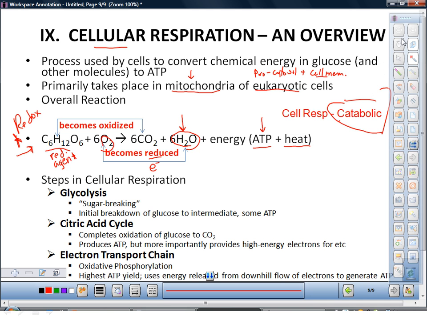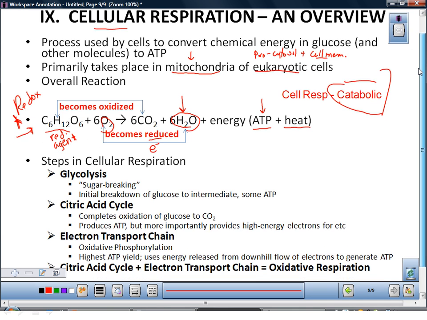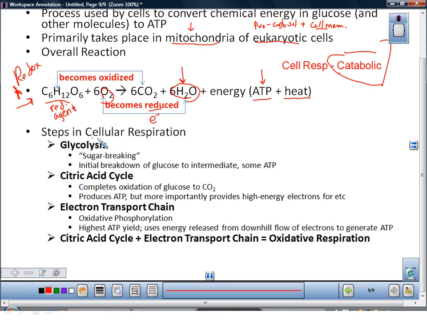Okay, now looking over here, you can see the steps that we're going to go through in cellular respiration. The big name is cellular respiration, and step 1 that we'll go through is glycolysis, which is known as sugar breaking. Why is it called sugar breaking? Because glucose will literally be split in half in this step. It's the initial breakdown to an intermediate. There will be some ATP produced in this step. A net gain of 2 ATP will be produced in glycolysis.